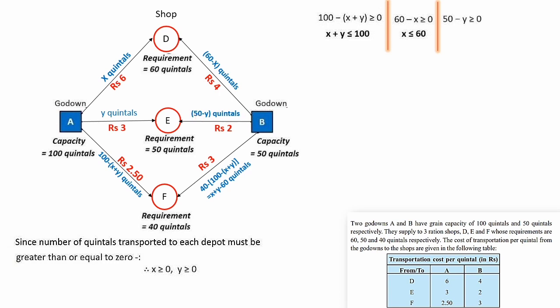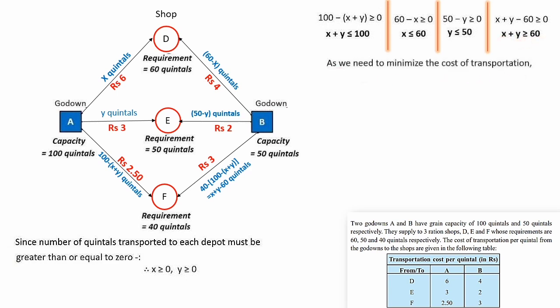Then the next one is 50 minus Y, that is 50 minus Y greater than or equal to 0. That is Y less than or equal to 50. Because there is a minus symbol along with the variable, the inequality changes when the constant is taken to the right side. So Y less than or equal to 50. Finally, X plus Y minus 60 greater than or equal to 0. That means X plus Y greater than or equal to 60.